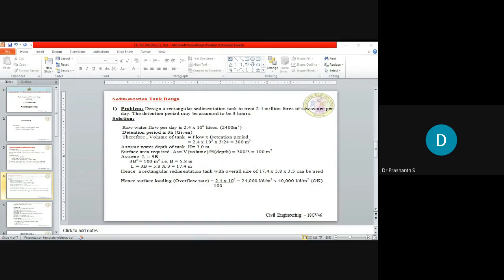We have another design. Design a rectangular settling basin using these values. Flow rate is 3 lakh liters per day with a detention time of 4 hours, and they have given the velocity of the flow also. Let us start with the rectangular tank.